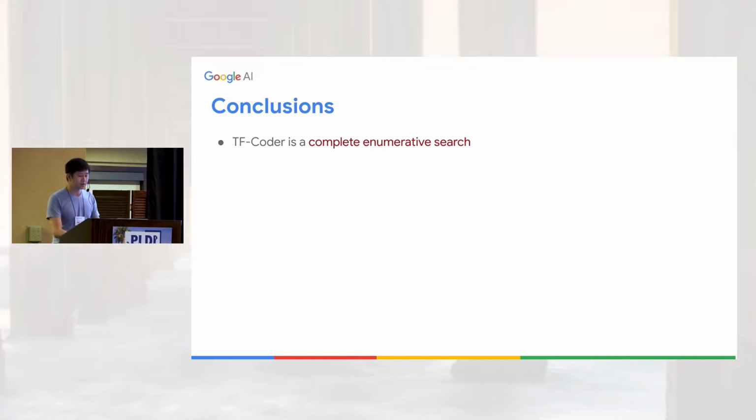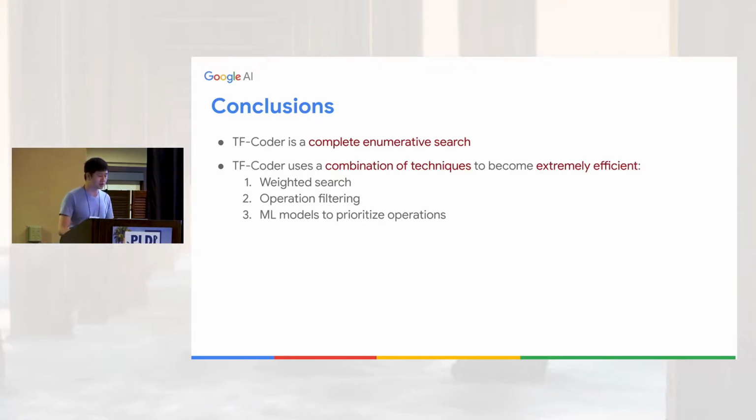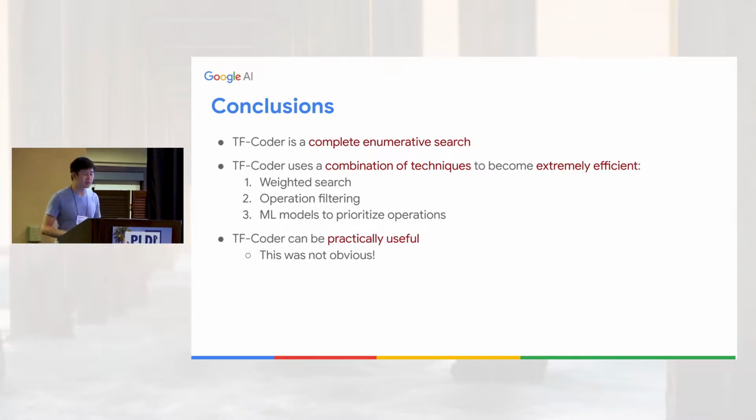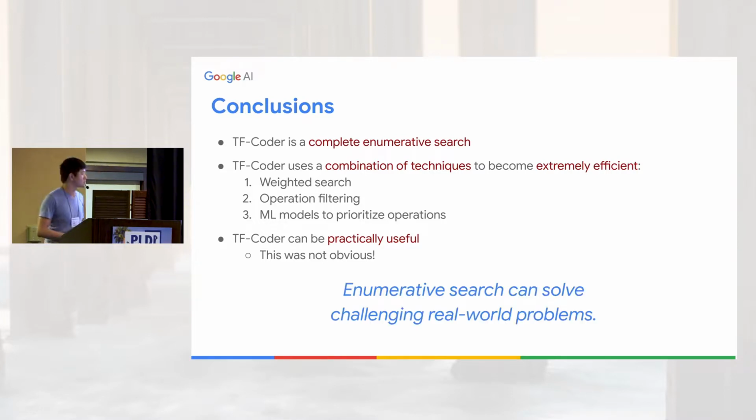In conclusion, TF-Coder is a complete enumerative search using a combination of techniques that make it extremely efficient. We've seen that TF-Coder is competitive with human-level performance and can be practically useful. I want to point out that this was not obvious to us when we started this project. We did not expect a complete enumerative search within an exponential search space to be efficient enough to solve problems that humans struggled with, but it can. So perhaps the most important lesson to be learned from this work is that enumerative search can solve challenging real-world problems. Enumerative search can be surprisingly effective when optimized.